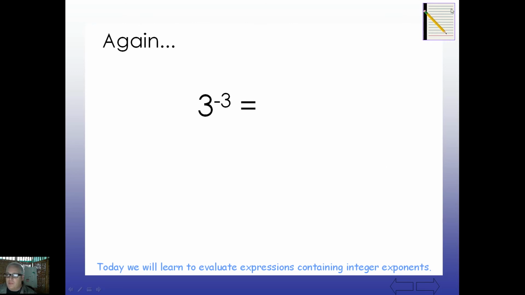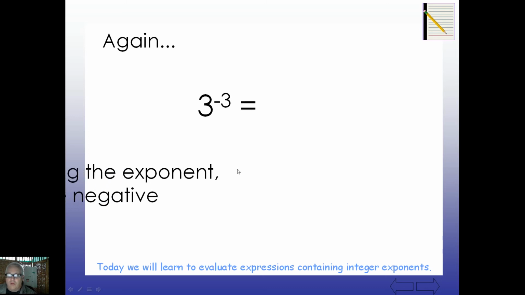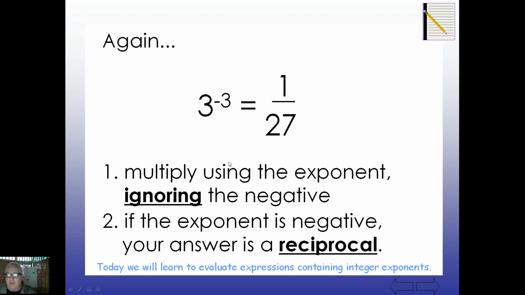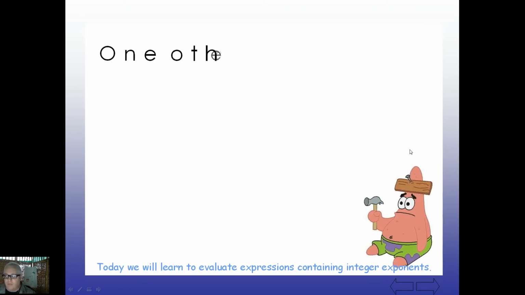Let's try this one. Now, of course, this one should be in your notes also. We've got 3 to the negative 3, so I'm going to ignore the negative sign. So what is 3 to the 3rd power? 3 times 3 is 9, times 3 again is 27. Because of the negative sign, write your answer as a reciprocal. So it's going to be simply 1 over 27. 1 over 27 is your final result.